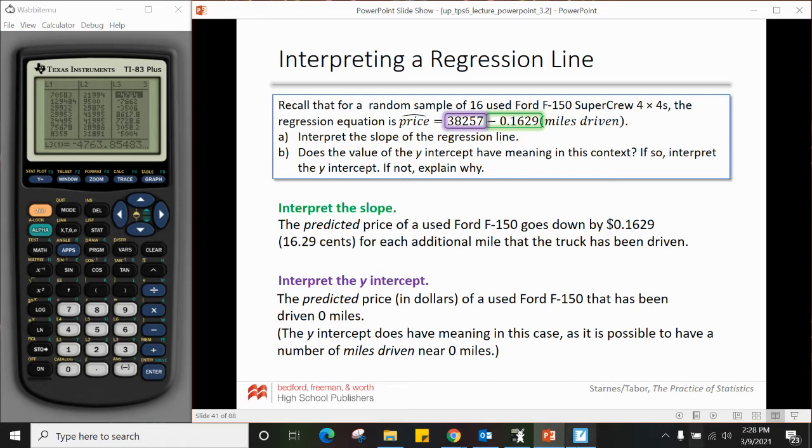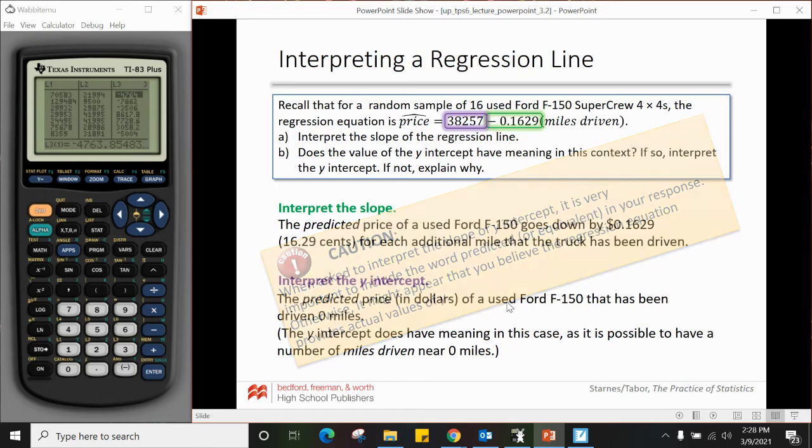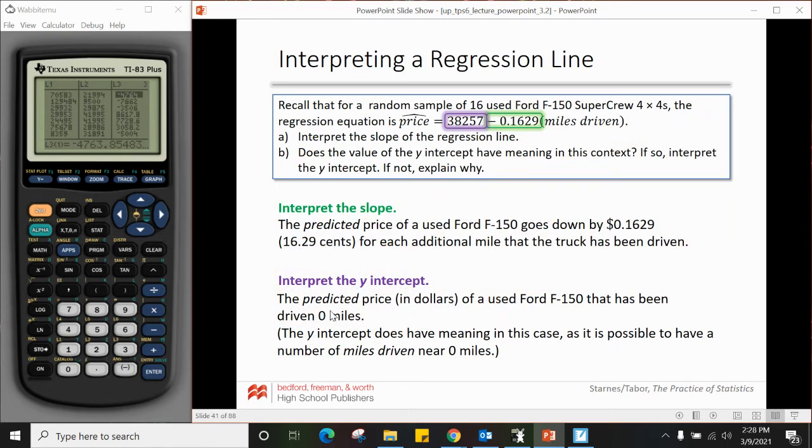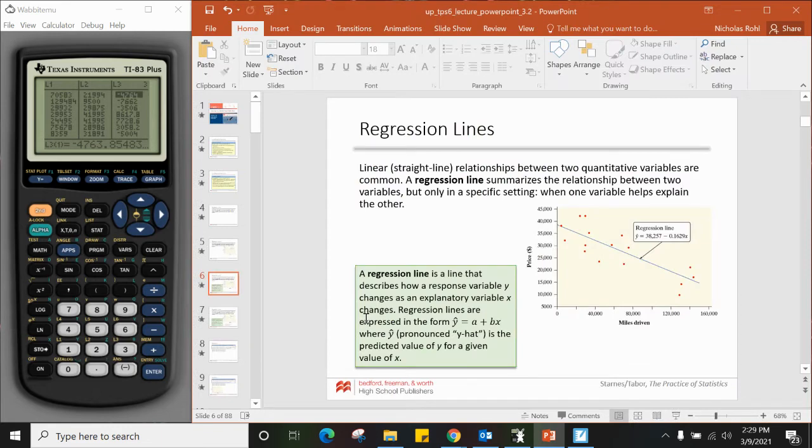So in this case, what is it? Sorry, this is a little off, but I would say the predicted price in dollars of a used F-150 that has been driven 0 miles is $38,257. I forgot to type in how much it actually is worth. So you do want to state the y-intercept and also give it in context. I just forgot to put that here. I'll do it right now.